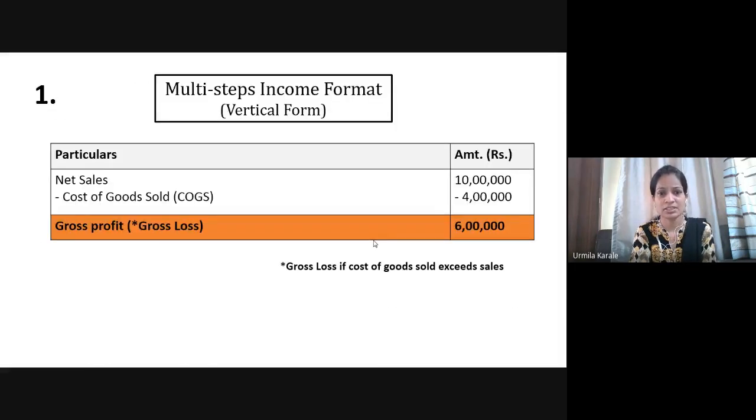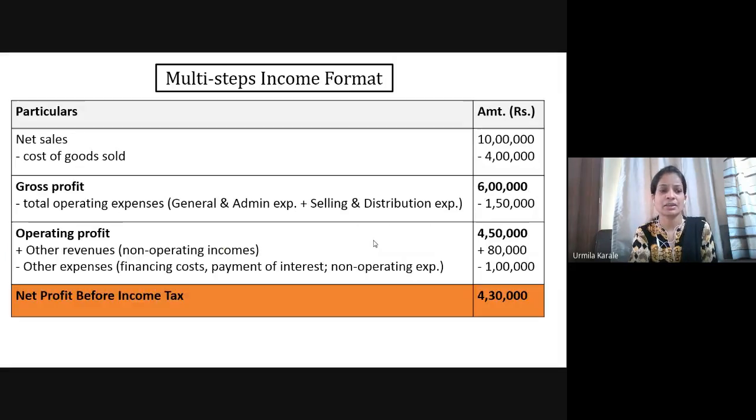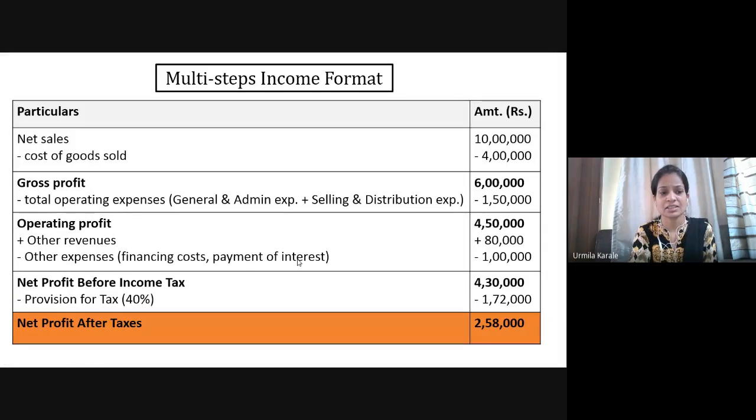So we have seen the multi-step income statement format. From sales, how you find out gross profit, then from gross profit, how you find out operating profit, from operating profit, how you find out profit before tax by adding non-operating income and subtracting non-operating expenses. Then we'll subtract the tax, and that is termed as net profit or profit after tax.